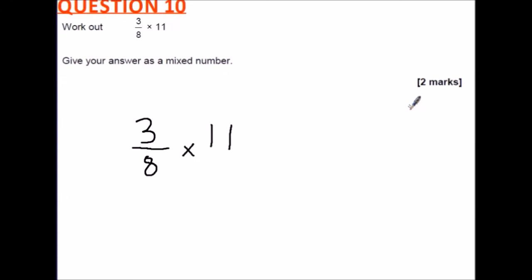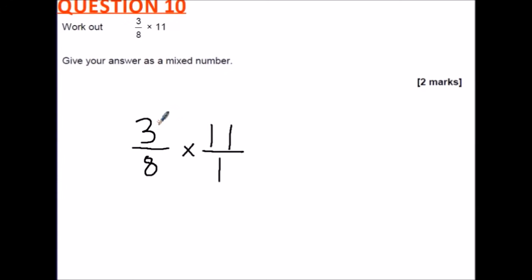Question 10. Work out 3/8 times 11. So just copy down the question here. Now, what makes this strange is you've got a fraction first multiplied by a number that isn't a fraction. Fraction multiplied by another fraction, we can do that quite easily. Now you can make any whole number into a fraction by writing it all over 1. Remember, you can think of a fraction as the top number divided by the bottom. So 11 is the same as 11 divided by 1, because any number divided by 1 just stays as itself.